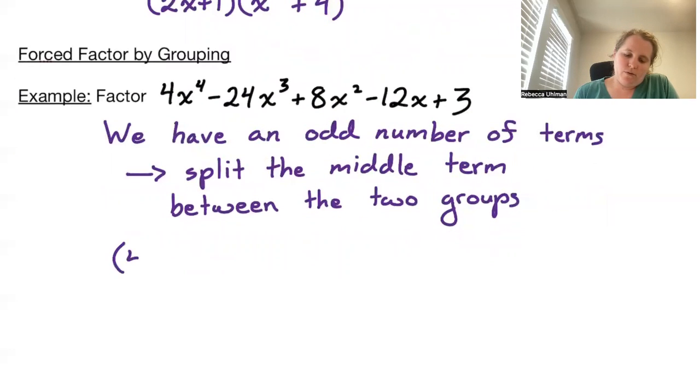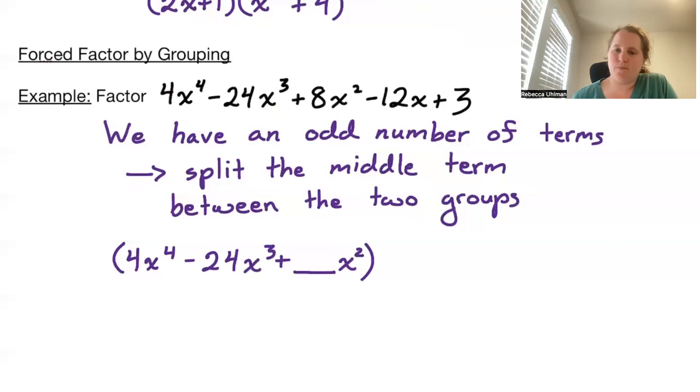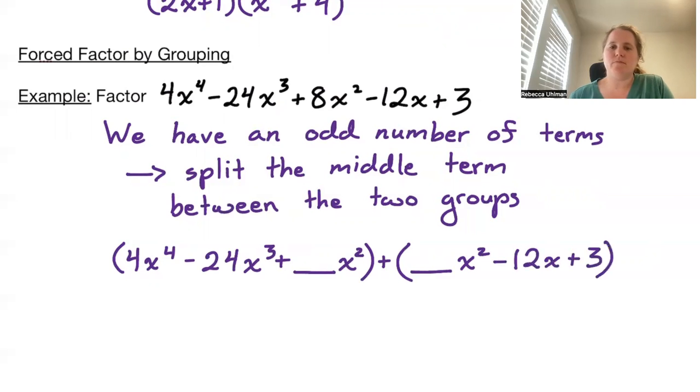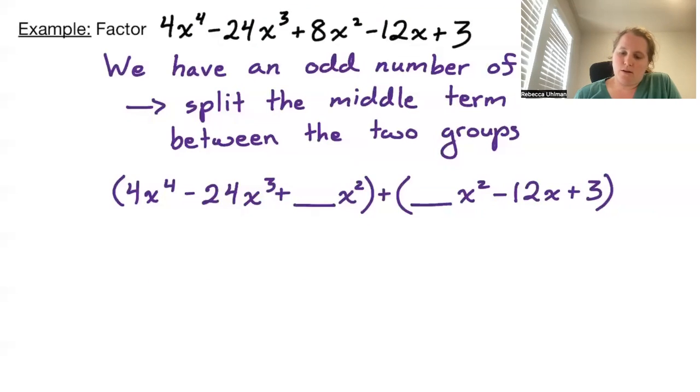So we will have 4x to the 4th minus 24x cubed plus something times x squared for our first group. Then plus something times x squared minus 12x plus 3. If factor by grouping works, then what we would multiply by to get from the first term in the first group to the first term in the second should be consistent for each term. And then these should add to the middle term. So in this case, they should add to 8 for 8x squared.